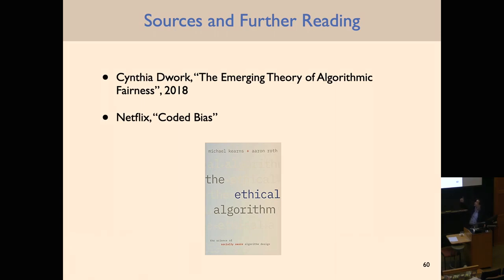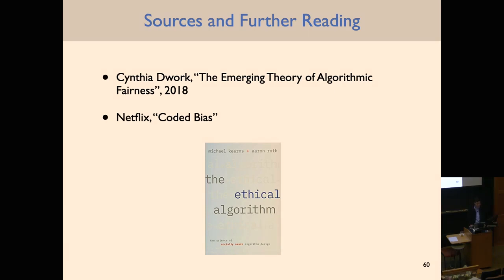There's a really nice talk by Cynthia Dwork, who's one of the pioneers in this area of fairness, called the emerging theory of algorithmic fairness. She does a nice job of laying out the basic ideas and the basic technical results. There's also a Netflix documentary called Coded Bias, which I highly recommend. It's a really nice overview of this issue.